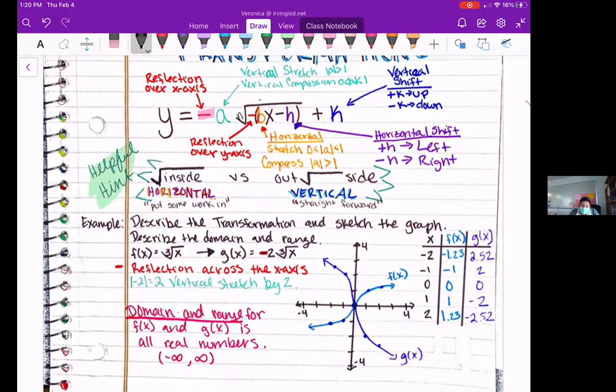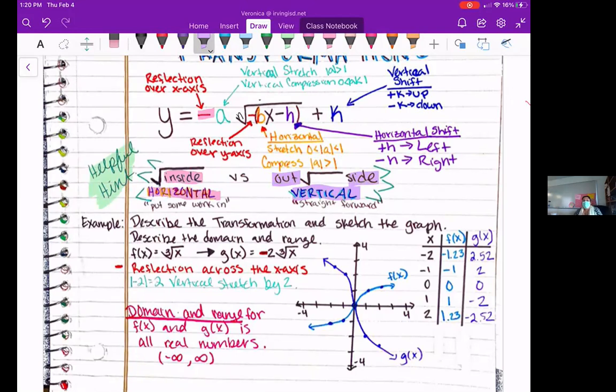But anyway, if you have something inside the radical, then it has to be horizontal. But if you have something outside the radical, then it is vertical. Very similar to what we've been doing before, right? That concept still applies. Is it inside or is it outside? If it's inside, then horizontal. If it's outside, vertical.